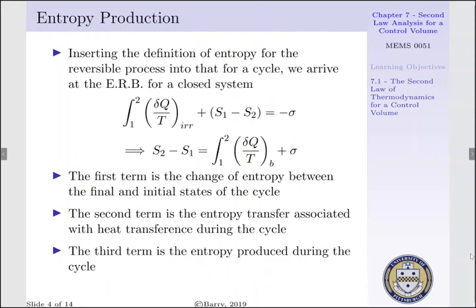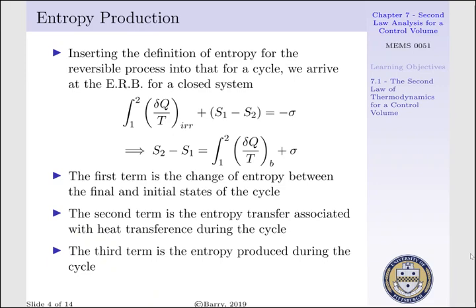If we insert the definition of entropy for a reversible process into that of a cycle, we can arrive at our entropy rate balance equation for a closed system. That is, as we go from state 1 to state 2 via an irreversible process, plus the difference of entropy between state 2 and state 1 for our reversible process, i.e. S1 less S2, this would be equal to minus sigma.